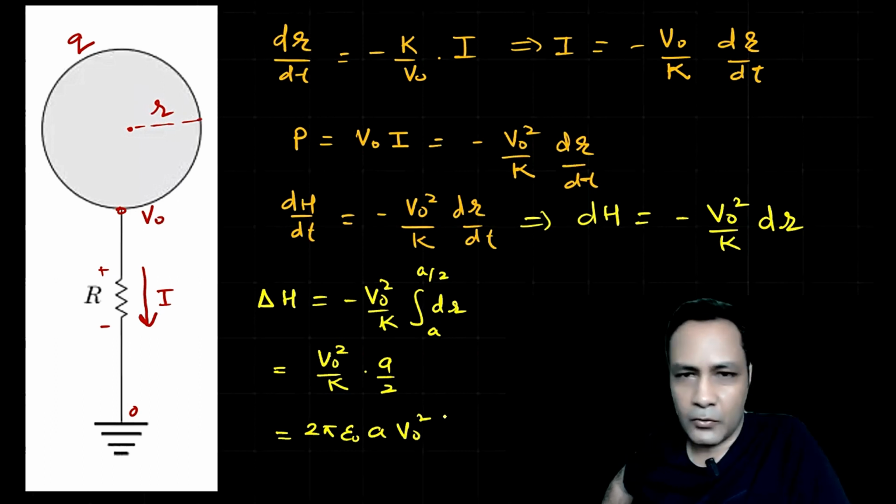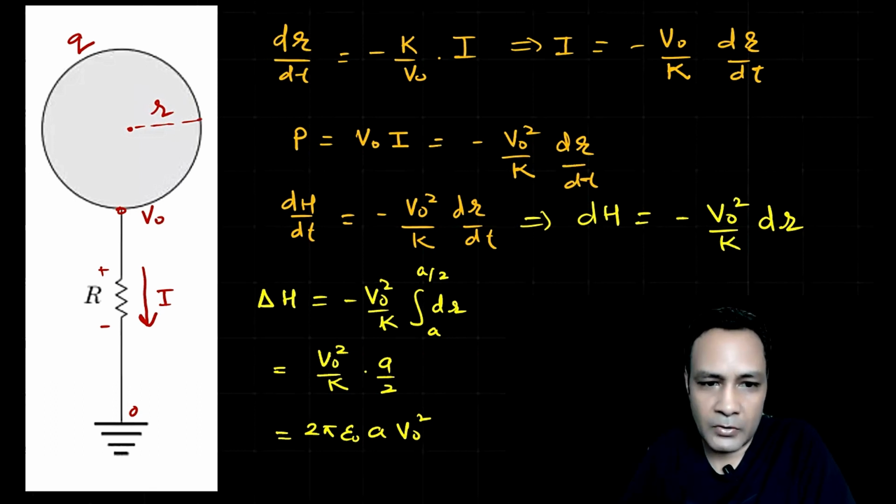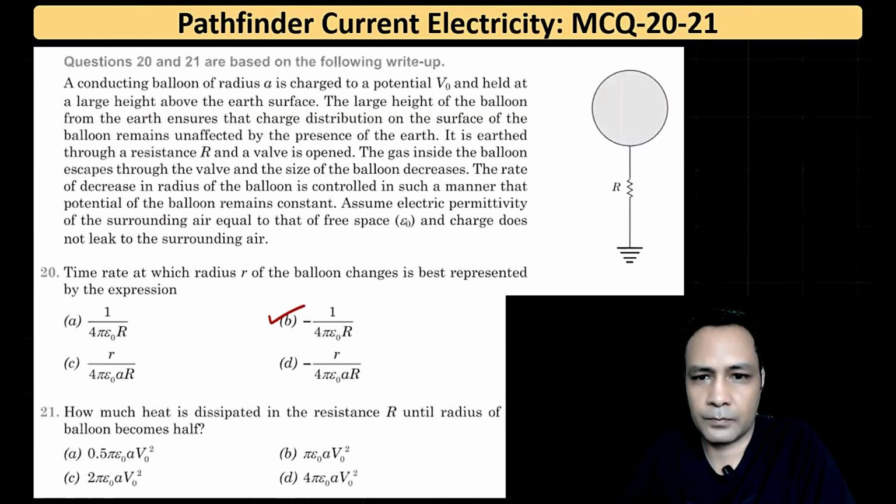If I use the other way, as I just explained, if I think that the heat dissipation is the deficit of the self energy of the charged balloon, I will get a different answer, because in that case some of the energy is radiated by that charge because it is shrinking. So this is the answer, and let me check the option, and that is actually option C. Thank you.